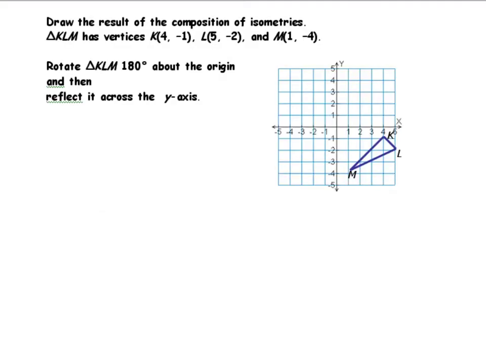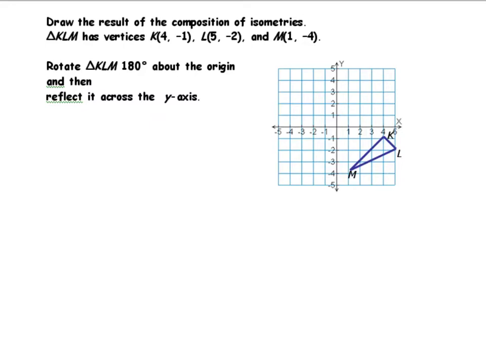Now for this example, we're going to use specific vertices in the coordinate plane, and I'm going to ask you to do two things. First off, you're going to rotate your triangle 180 degrees about the origin, which you've done before, and then after you're done with that, you're going to go ahead and reflect it across the y-axis. So you're doing a composition of transformations.